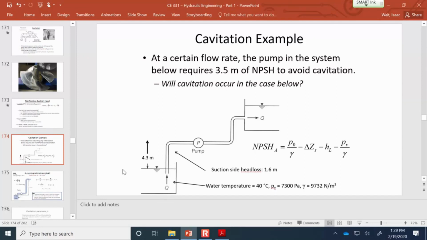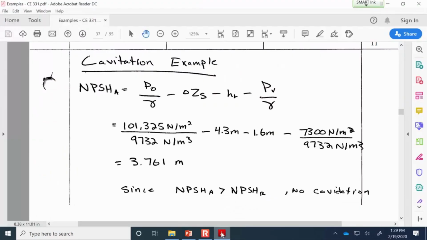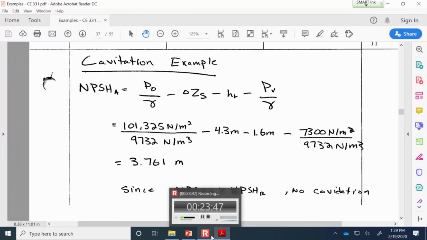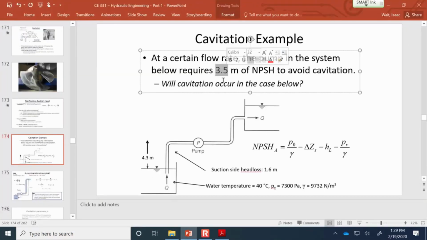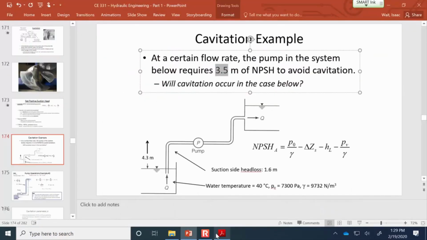The water level right now is such that there's 4.3 meters between the water level and the pump. But how much further can the water level go down before cavitation does begin? 0.76 meters. No, even less than that, because 3.5 is the requirement. So if the water level goes down to like 4.5 meters between the water surface and the pump, then we're real close to cavitation.